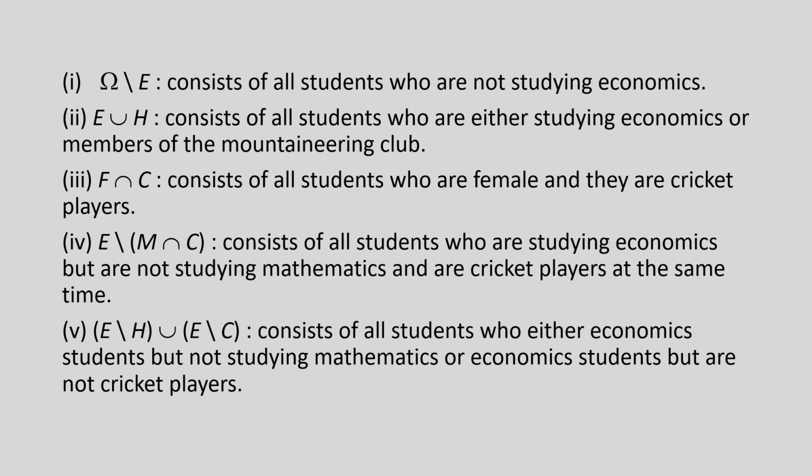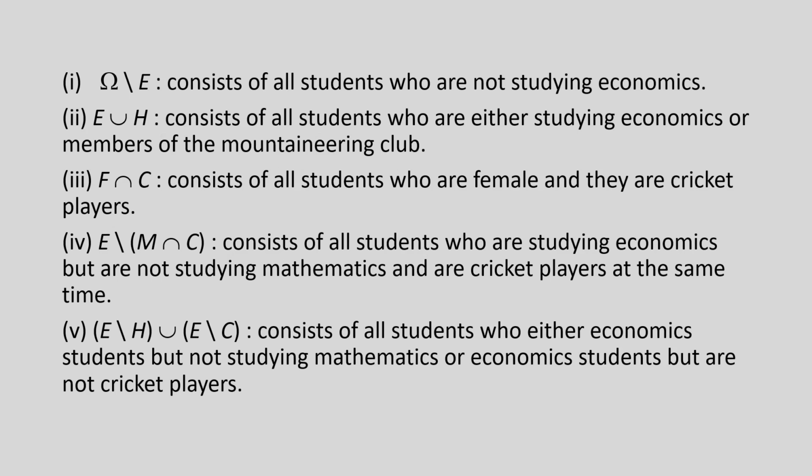Fourth, E minus M intersection C consists of all students who are studying economics, because E is coming first, but are not studying mathematics and are cricket players at the same time. So, we have to take out those students from the set of economics students who are studying mathematics and cricket players at the same time. If I do that, then I get this set.